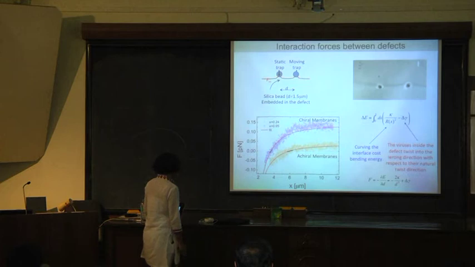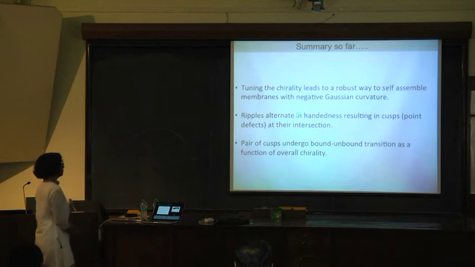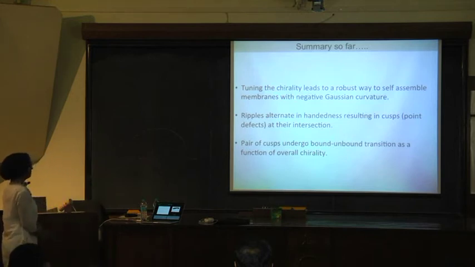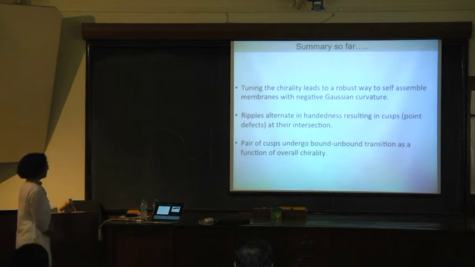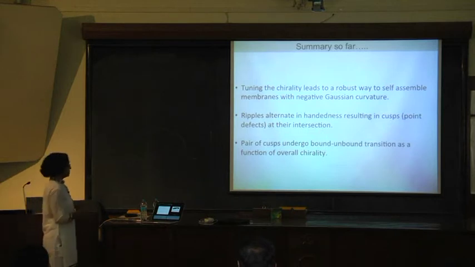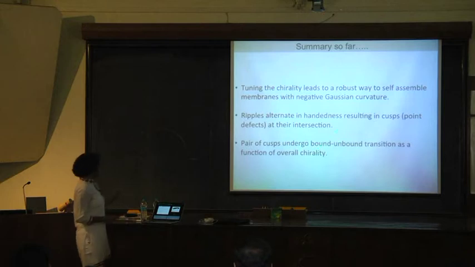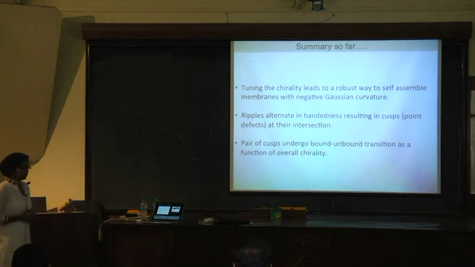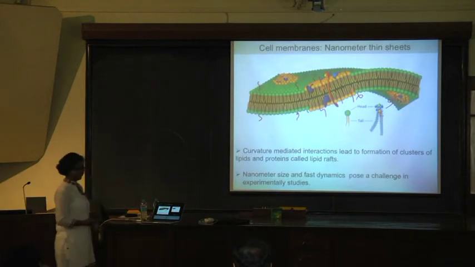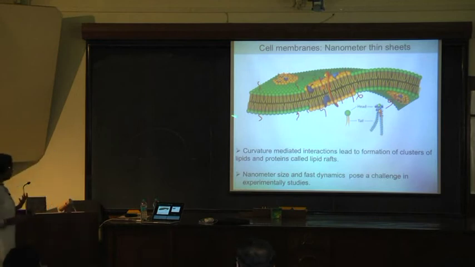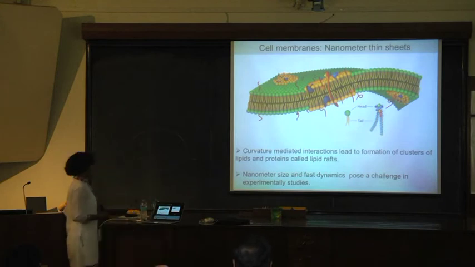So what I have shown so far is that tuning the chirality leads to a robust way for self-assembly of membranes with negative Gaussian curvature, and that comes through the fact that you have regions of opposite handedness that end up in a pair of point defects which undergo a bound to unbound transition as a function of overall chirality. So going back to my favorite schematic, which is that of a cell membrane, I have shown you how we can change the overall curvature of our colloidal membranes.